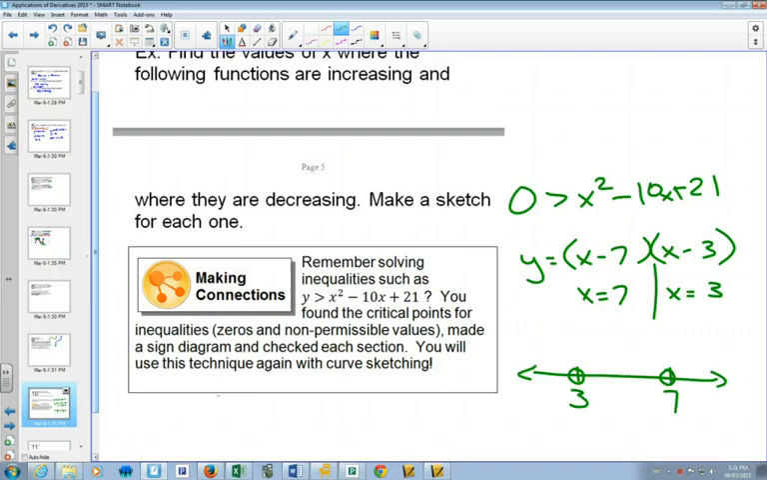So when I plug in a number like 0, is it true? No. So we put a false in that section. But if you tried a number between 3 and 7, is it less than 0? Yes. Do you remember doing that in grade 11? A little bit? And then you wrote the solution set from 3 to 7? Yes? Okay.